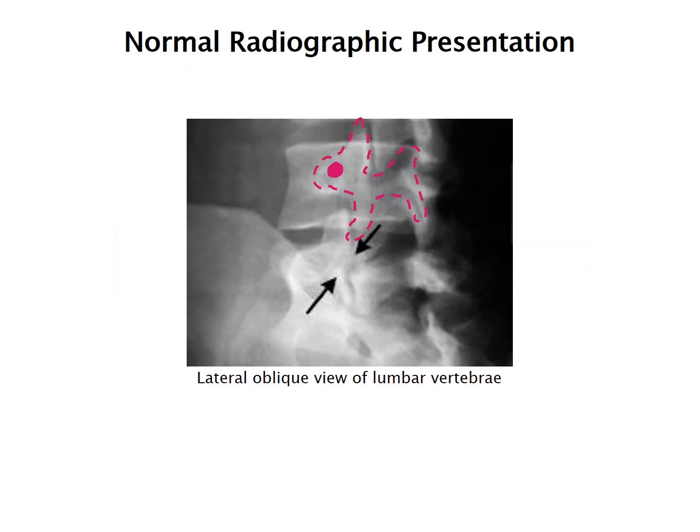Here's a radiograph of a normal lateral oblique view of a lumbar vertebra. Notice how you can see the superior articular process and the inferior articular process, along with the transverse process here. And so this area of the neck in between the articular processes again represents the pars interarticularis.